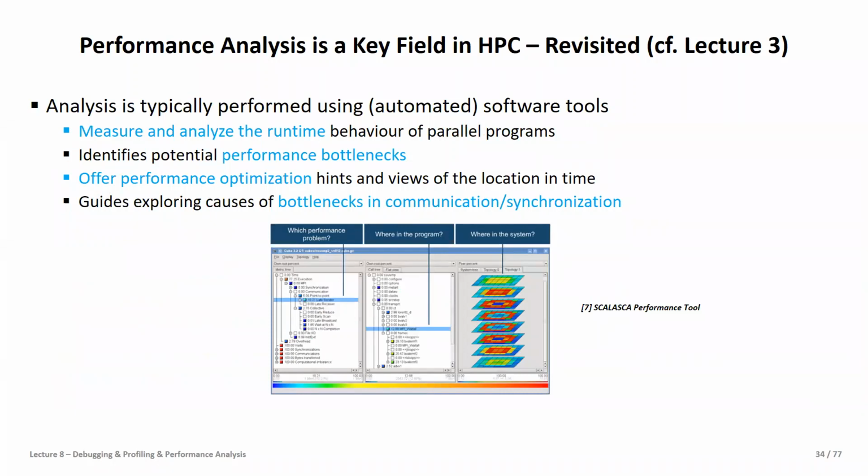So it's really a key field in HPC, as we said earlier a little bit, but now we really want to understand it in more detail: how we can measure and analyze runtime behavior, in particular on a parallel program. So for a parallel program, which calls MPI_Waitall somewhere, we want to understand what type of performance problem it would be. What is a performance bottleneck? Maybe that's a common pattern.